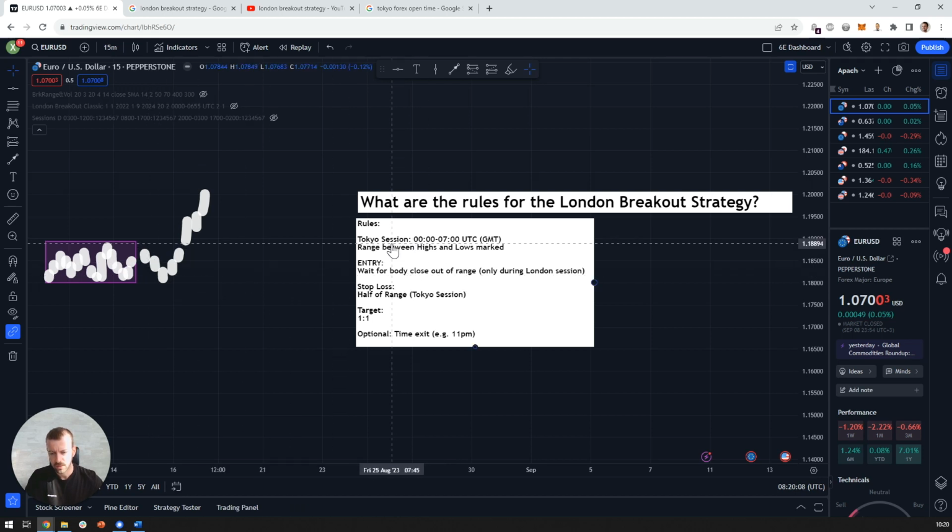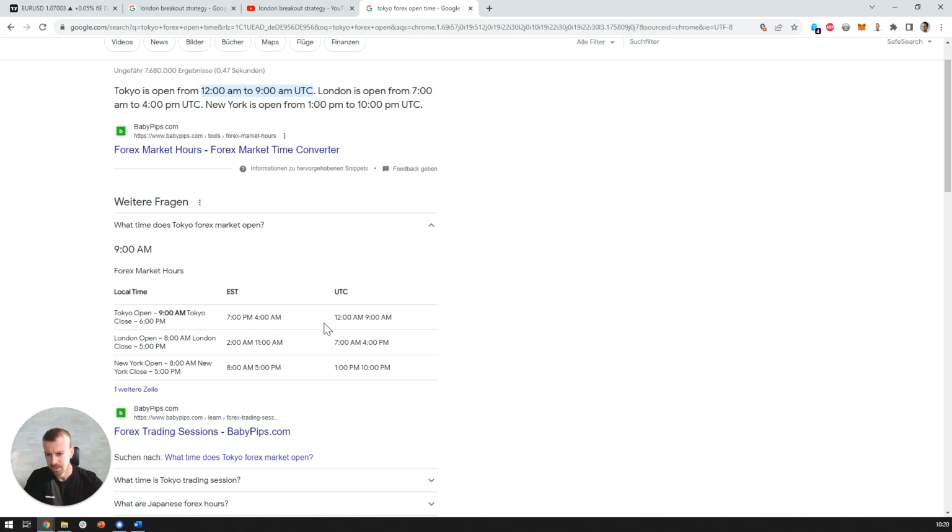First of all, we need to know, okay, when does the Tokyo session take place? Because we want to identify the key levels during that session. So if you look it up, you will see we always focus on UTC, which is the same like GMT. Tokyo, which is the most important session during the Asia session, opens at midnight and closes at 9 a.m. And London opens at 7 a.m., closes at 4 p.m. So there's an overlap of 2 hours.